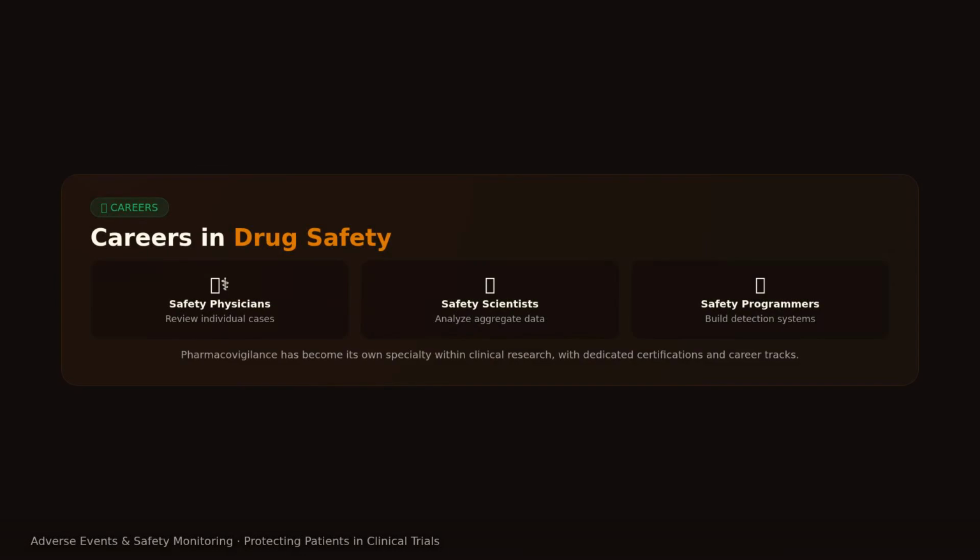Working in drug safety, also called pharmacovigilance, is a growing career path. Safety professionals include safety physicians who review individual cases, safety scientists who analyze aggregate data, and safety programmers who build detection systems. Pharmacovigilance has become its own specialty within clinical research, with dedicated certifications and career tracks.